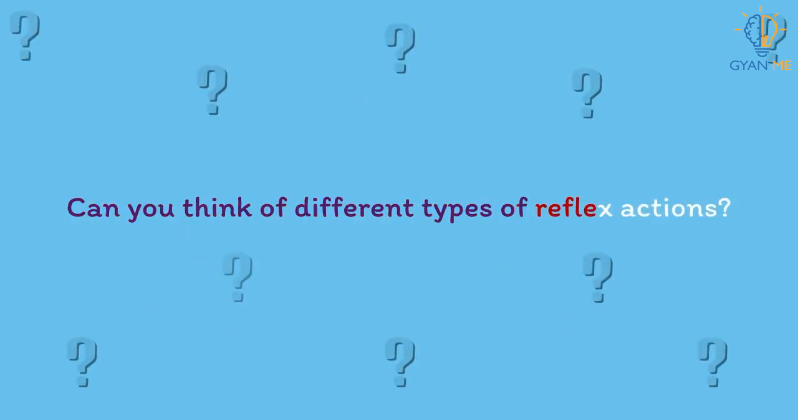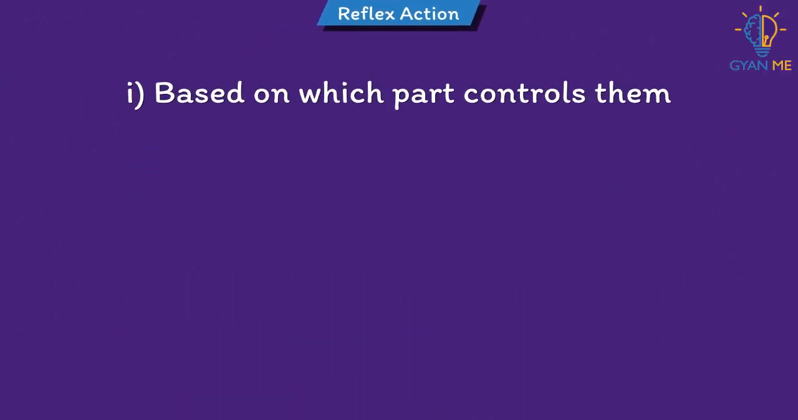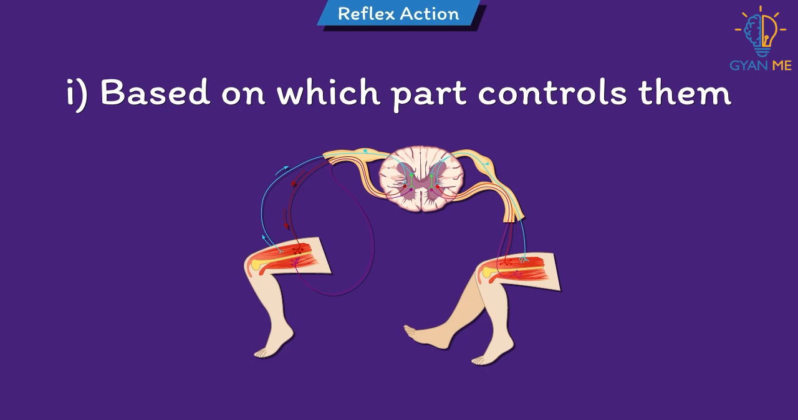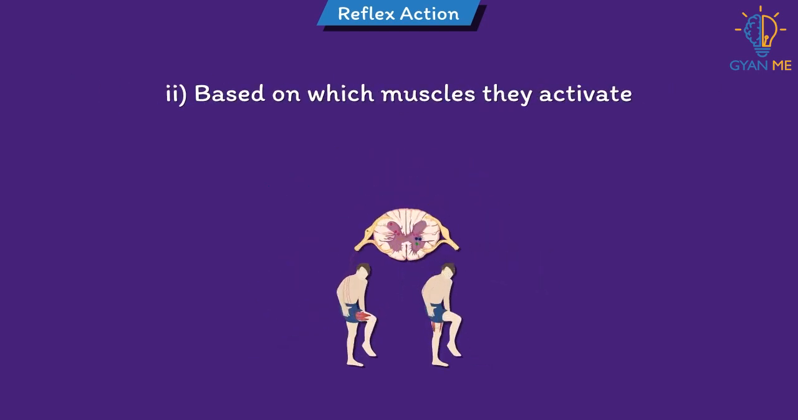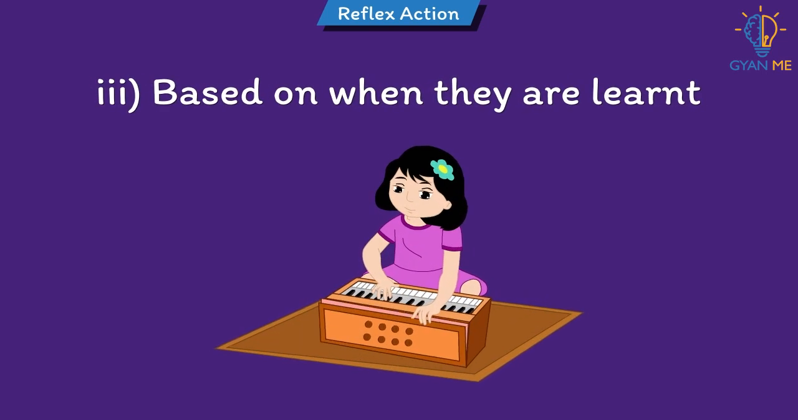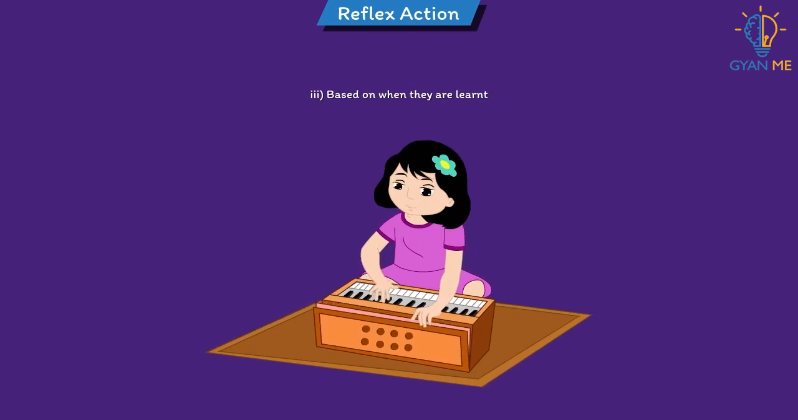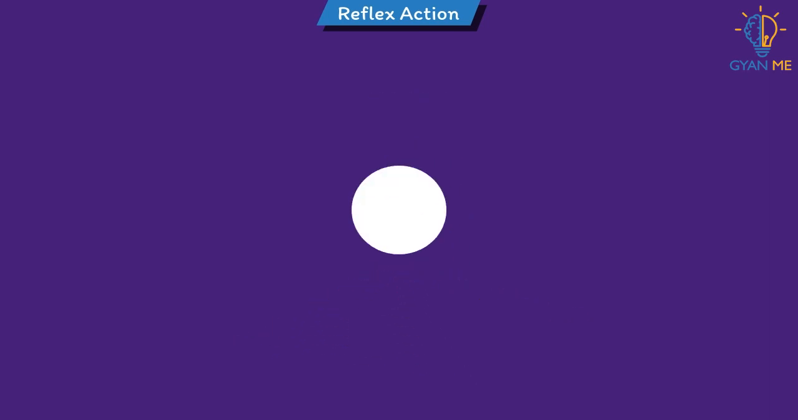Students, can you think of different types of reflex actions? The reflex actions are classified based on which part controls them. Secondly, based on which muscles they activate. And lastly, at what time they are learnt. Let us see first based on which part controls them.